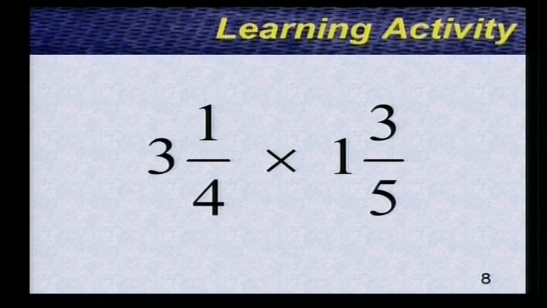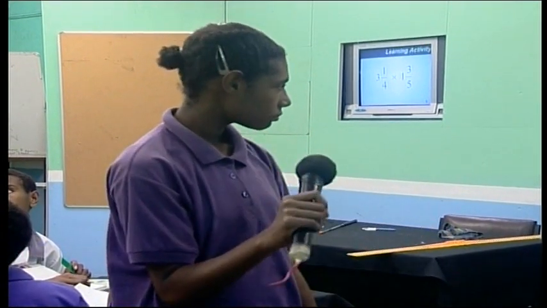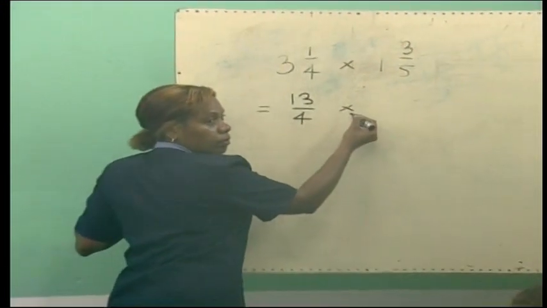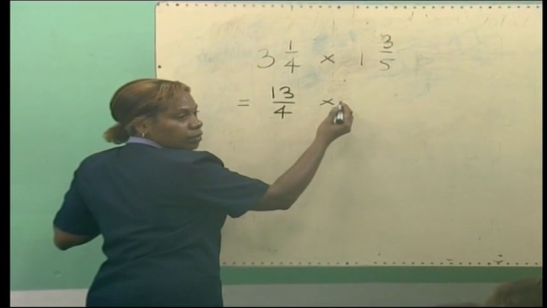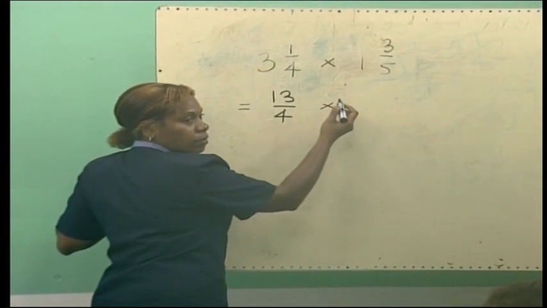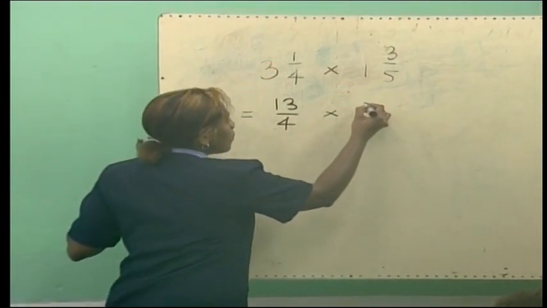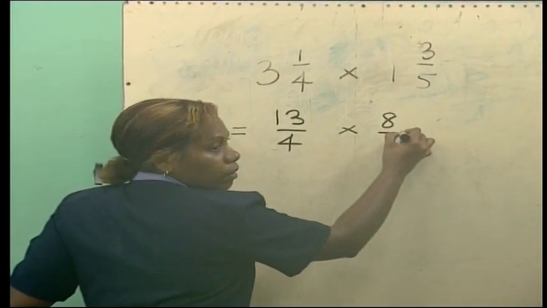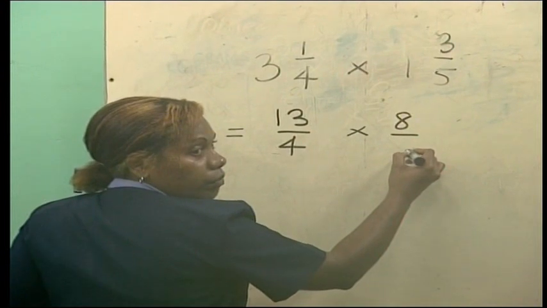4 times 3 equals 12 plus 1 equals 13 over 4. Okay. For 5 times 1 equals 5 plus 3 equals 8 over 5.